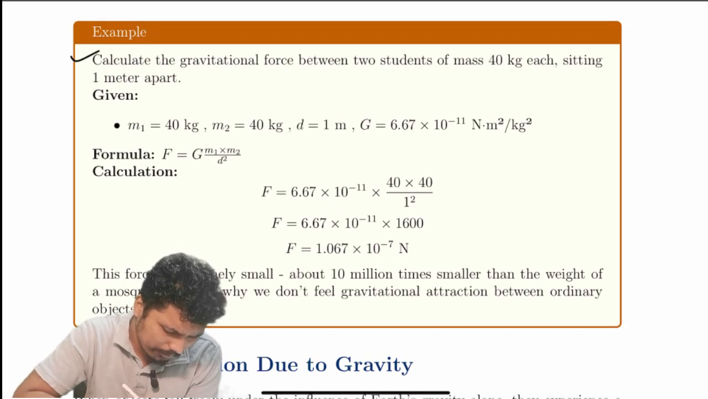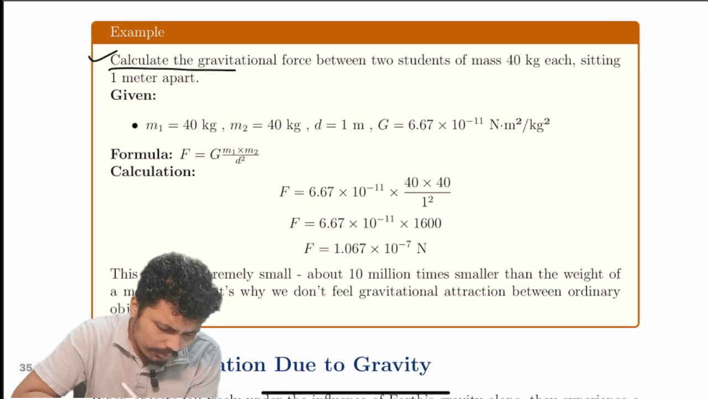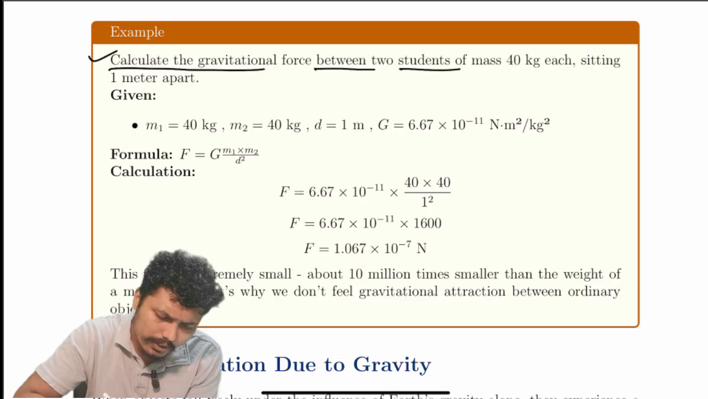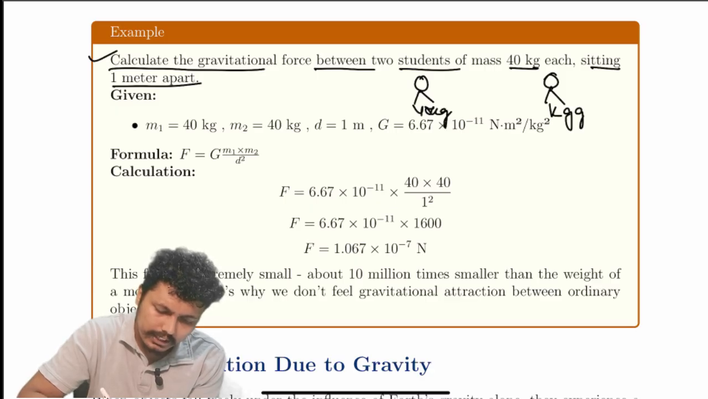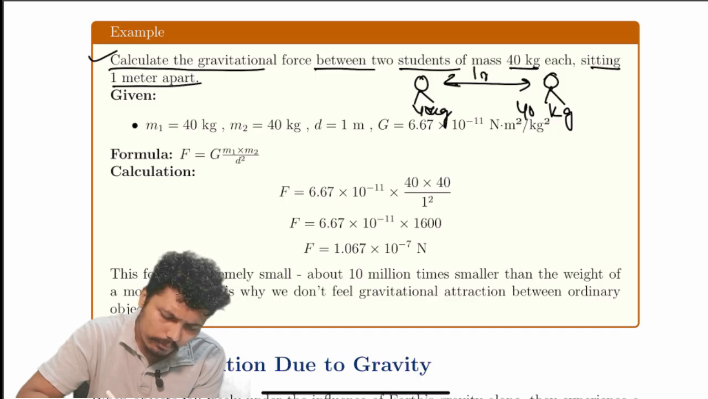Let us discuss an example. Let us calculate the gravitational force between two students of mass 40 kg each sitting 1 meter apart. Let's say you are sitting here, your friend is sitting here. You have 40 kg, your friend also 40 kg. Distance between you two is 1 meter.